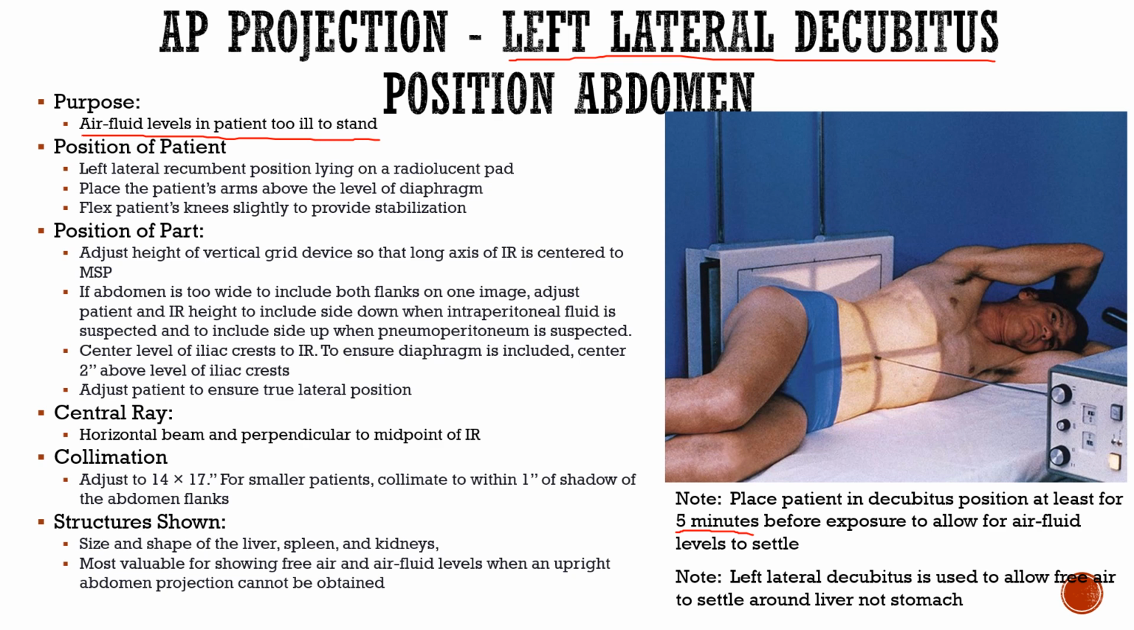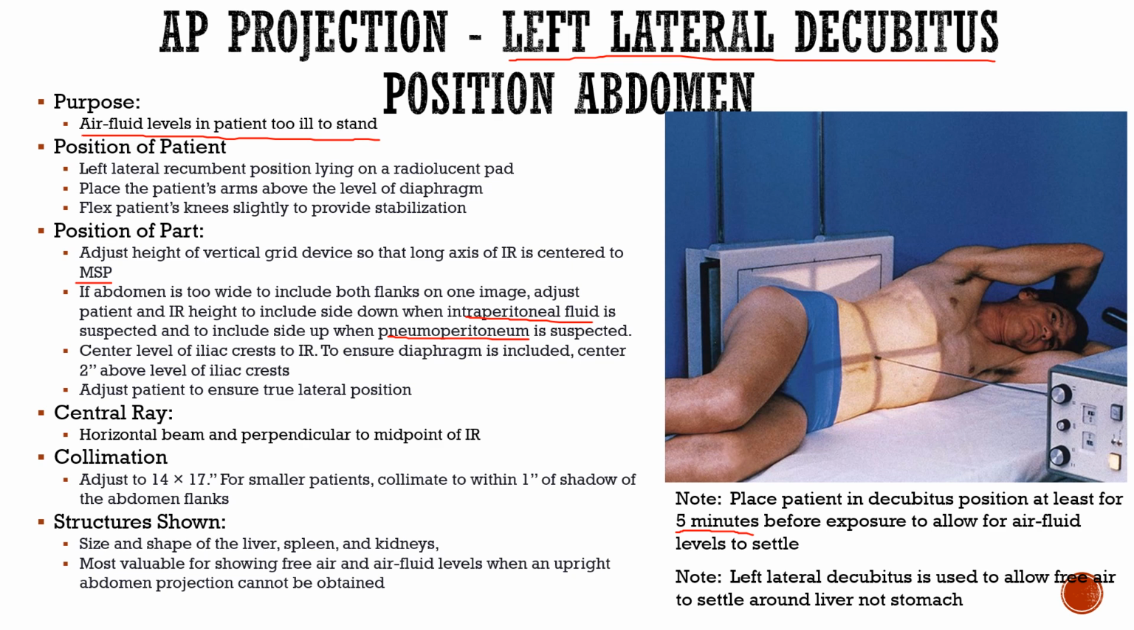And we're going to make sure we have adjusted the height so that the IR is centered to the mid-sagittal plane. If the abdomen is too wide to include both flanks in one image, we want to adjust the IR height to include the side down when intraperitoneal fluid is suspected, and to include the side up when a pneumoperitoneum is suspected. So intraperitoneal fluid is fluid, pneumoperitoneum is air.